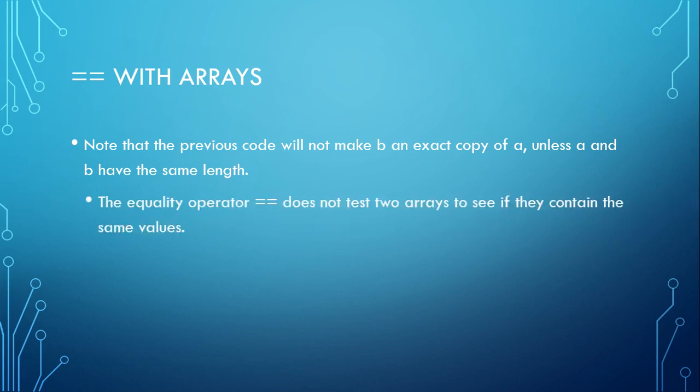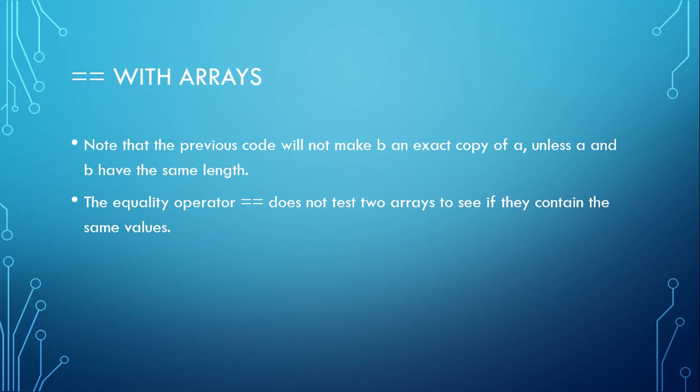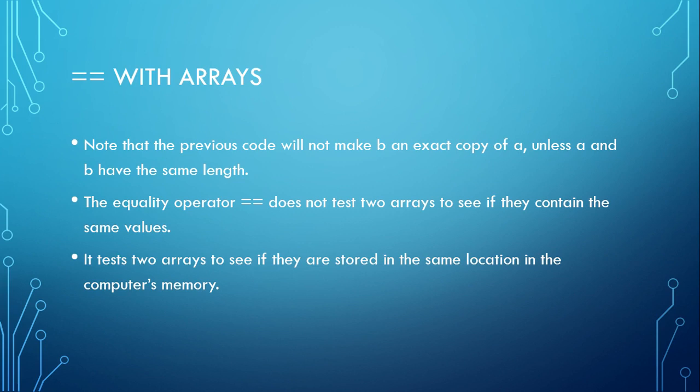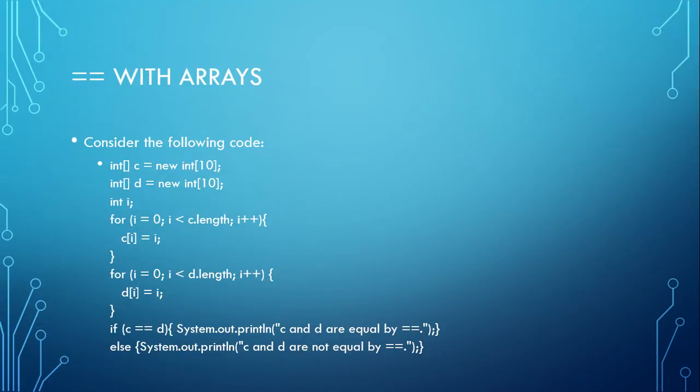The equality operator == does not test two arrays to see if they contain the same values. Rather, it will test the two arrays to see if they're stored in the same location in the computer's memory. As I already mentioned, it's a reference issue, and if you use ==, it's comparing their memory locations. So, == with arrays.